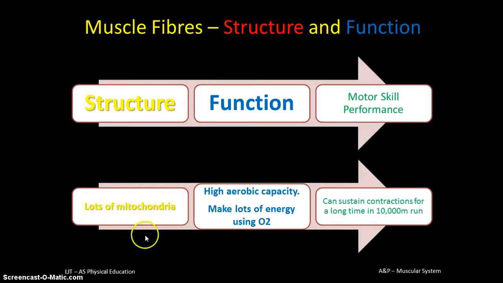For example, our slow oxidative fibres have lots of mitochondria, and these are the cells which make energy using oxygen. These slow oxidative fibres therefore have a high aerobic capacity function, i.e. they can make lots of aerobic energy. So the more mitochondria your slow oxidative fibres have, the better they are at doing their job, making energy using oxygen, which means that we as a performer can keep contracting for a long time, perhaps during a 10,000 metre run. So we have high endurance capacity.